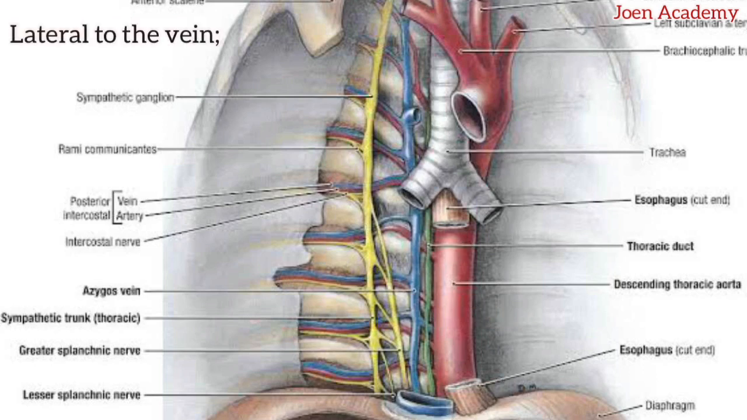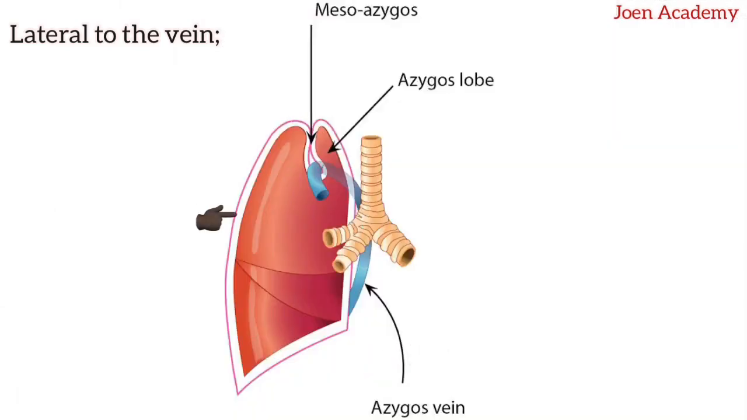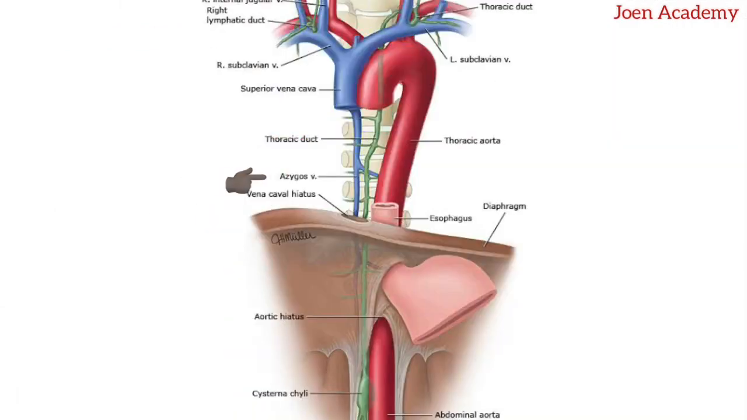On the lateral side of the azygos vein, we will get the right greater splanchnic nerve, the lungs, and the pleura. The azygos vein is also in close proximity to the right posterolateral aspect of the descending thoracic aorta. Pulsation within the aorta may aid venous return in the azygos vein as well as the hemiazygos vein.